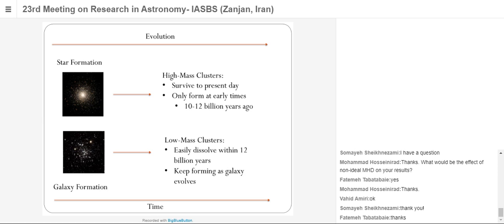But the low mass clusters that formed when a galaxy was first forming will dissolve pretty quickly, on the order of a few billion years. So any low mass clusters that you see today, you know that they formed relatively recently, because their dissolution time is so short.